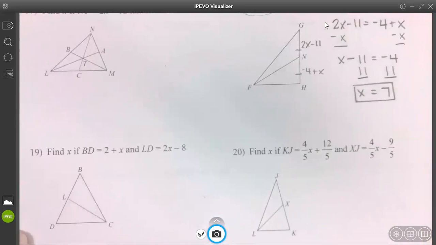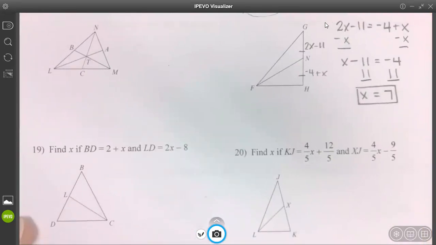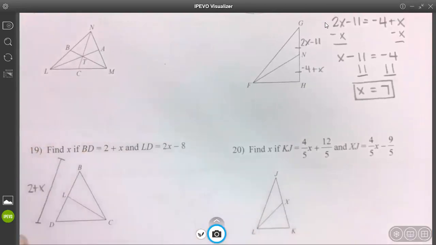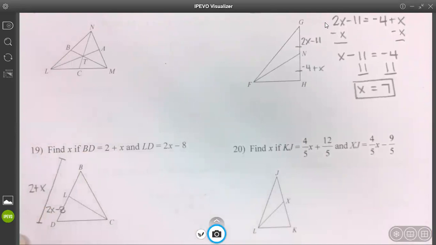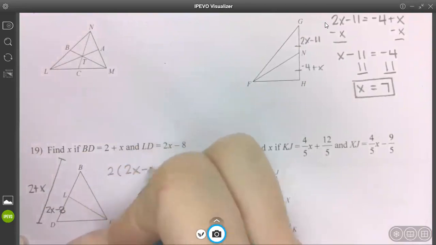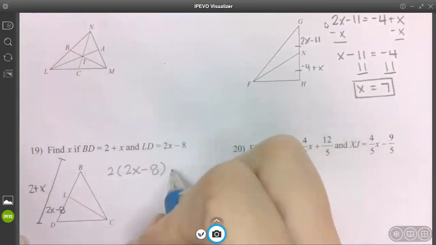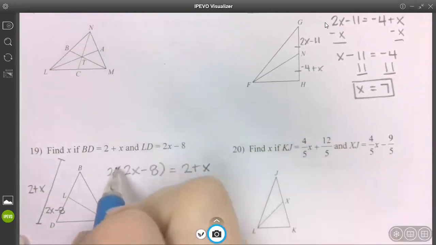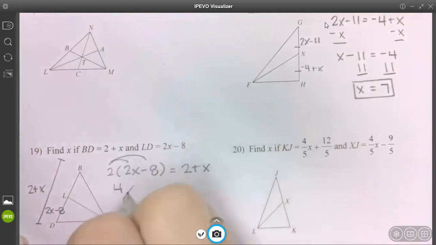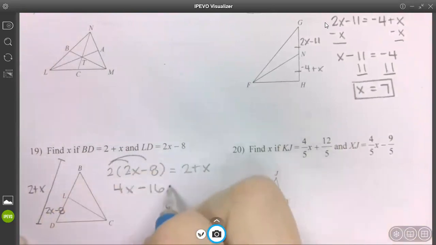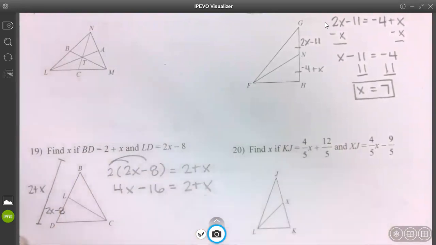All right. 19. It tells us that BD, which is the full length, is 2 plus x. And it tells us that AD is 2x minus 8. So remember what I told you, if it gives you one part, you're going to multiply that by 2. So multiply the part by 2 gives us the whole line. We can distribute. We get 4x minus 16. 2 times 2x is 4x. 2 times -8 is -16, equals 2 plus x.